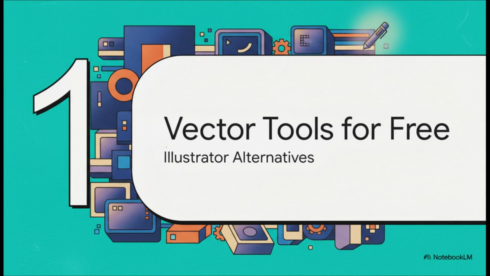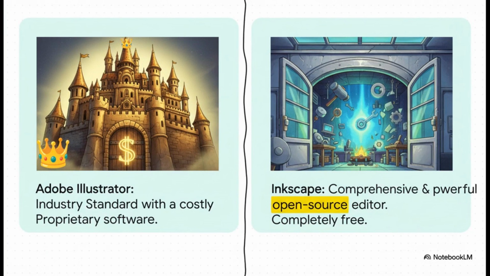Okay, so first up, vector graphics. Now, these are the absolute essential building blocks for things like logos, icons, basically anything that needs to be scaled up to the size of a billboard or down to the size of a favicon without losing an ounce of quality. So the undisputed king of this world is Adobe Illustrator, but it comes with that pretty hefty subscription.